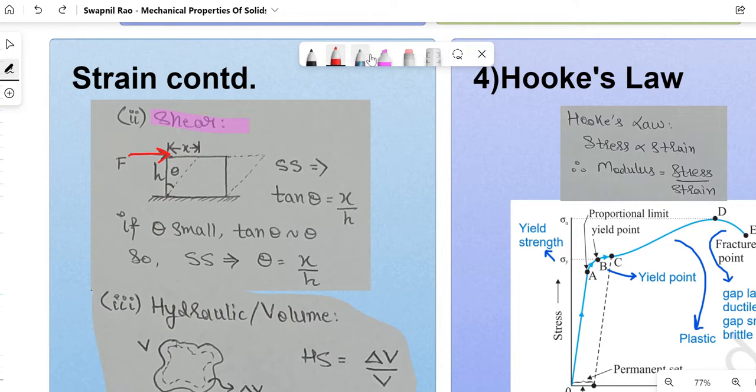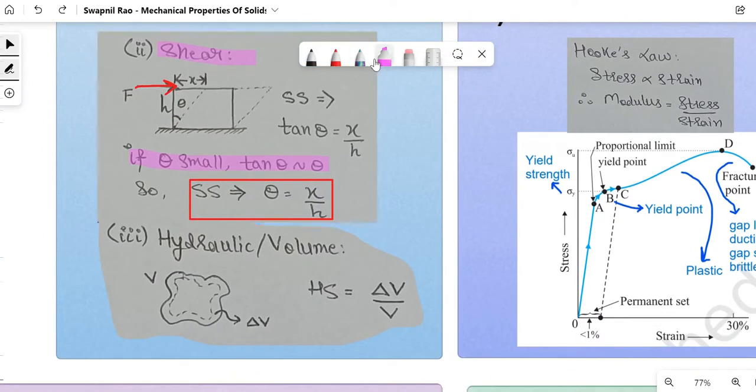But this approximation will come in handy every time in your class 12, especially the derivations will be having this. As you can see, theta will be very small. That's why when theta is small, tan theta can be approximated to theta. So the final formula would be just x by h, where h is basically the height of this block. I've written it over here. So next one would be hydraulic or volume strain.